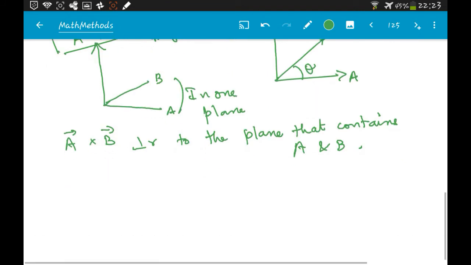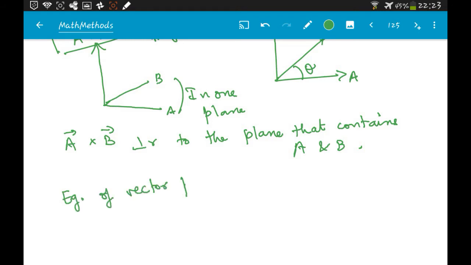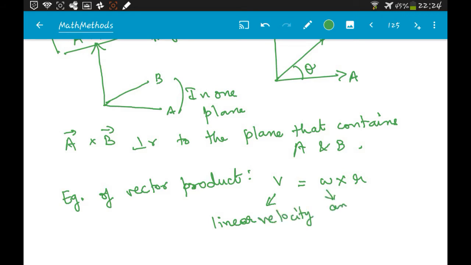So what is an example of a vector product? An example could be V, which is linear velocity, equal to omega cross r. So this is your linear velocity, this is your angular velocity, this is your radius, right?